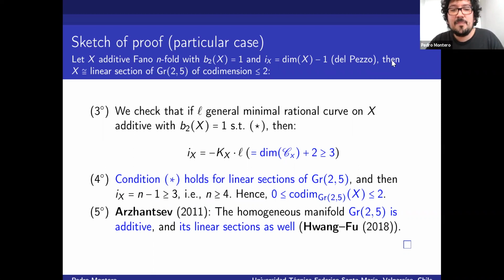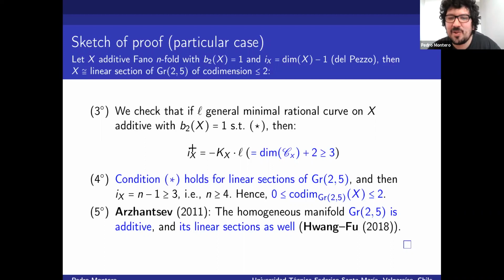And you have to check then that this condition actually holds for linear sections of the Grassmannian. This is not that difficult because a lot of people have worked on the VMRT of homogeneous varieties and their linear sections. So you can check it, and then you apply this, and you have that the index has to be at least 3 by the third point. But the index is n-2 because you are in the Del Pezzo case. So it has to be of dimension at least 4. Or in other words, the codimension of X inside the Grassmannian is 0, which means the Grassmannian itself, or a codimension 1 or codimension 2 section.